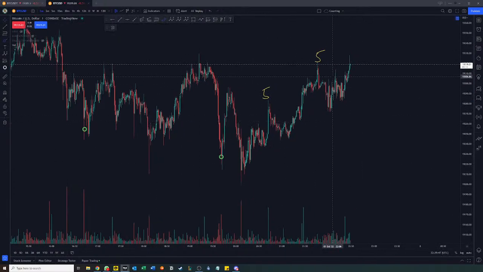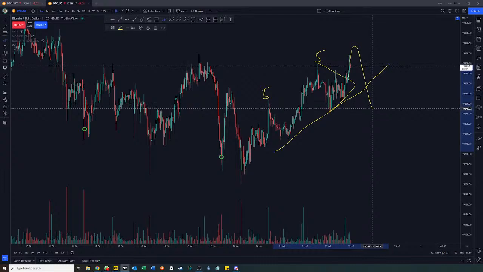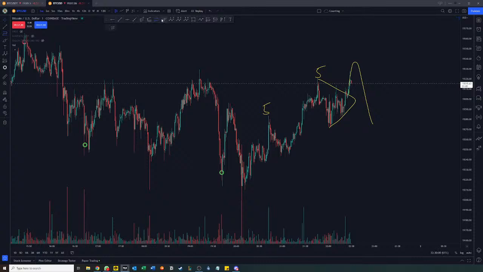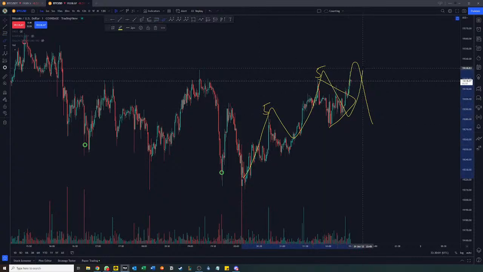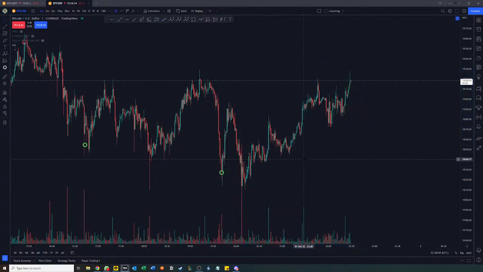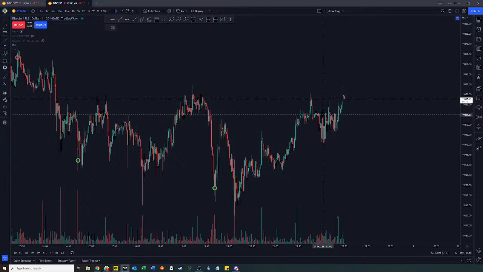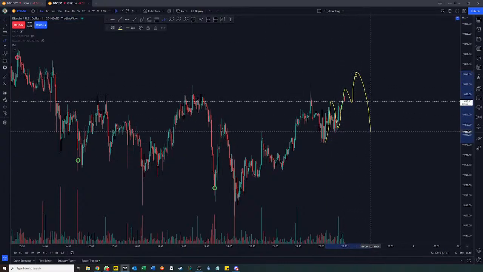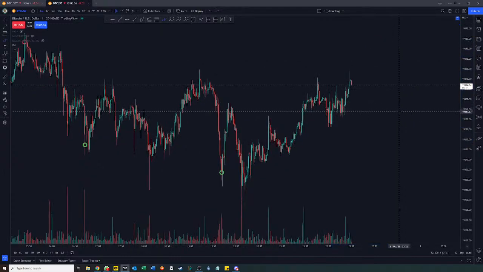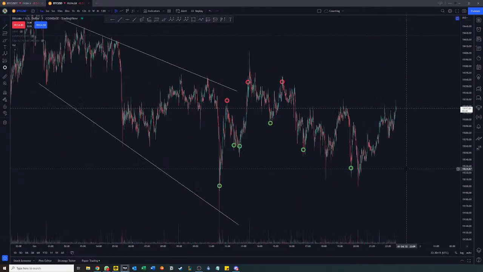And if this is a triangle, then it should go up and then come down, breaking this line, and then go further upwards, because this would be 1, 2, 3, 4, 5. And if this is not a triangle, there will be another move upwards like this, and then down and upwards. We will see.